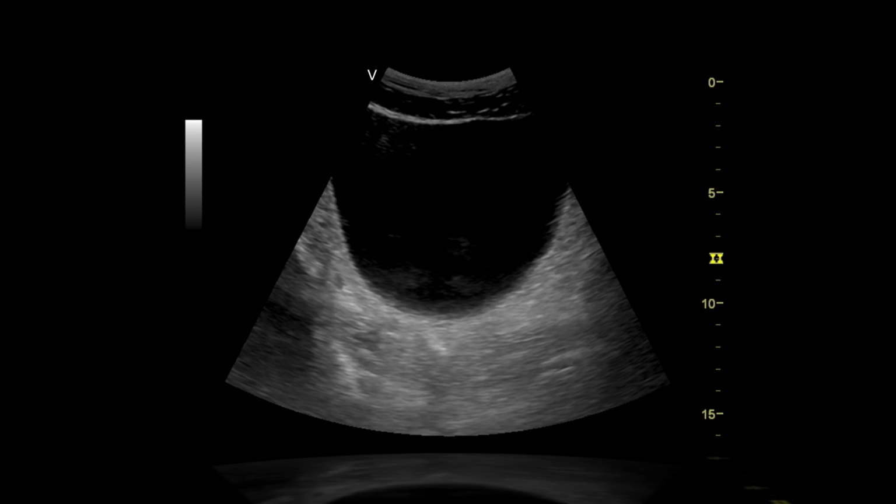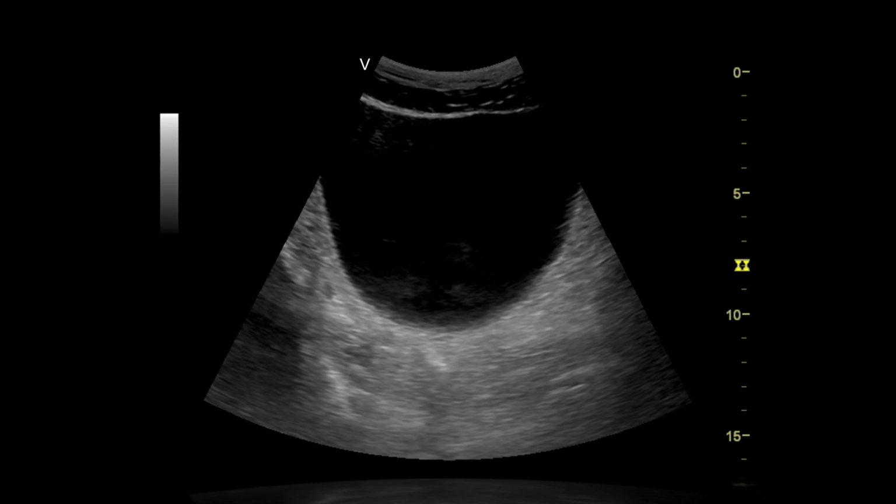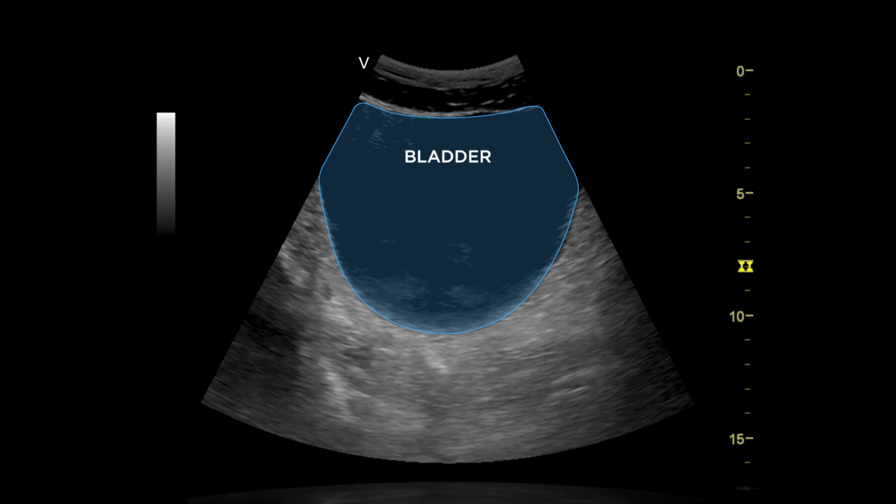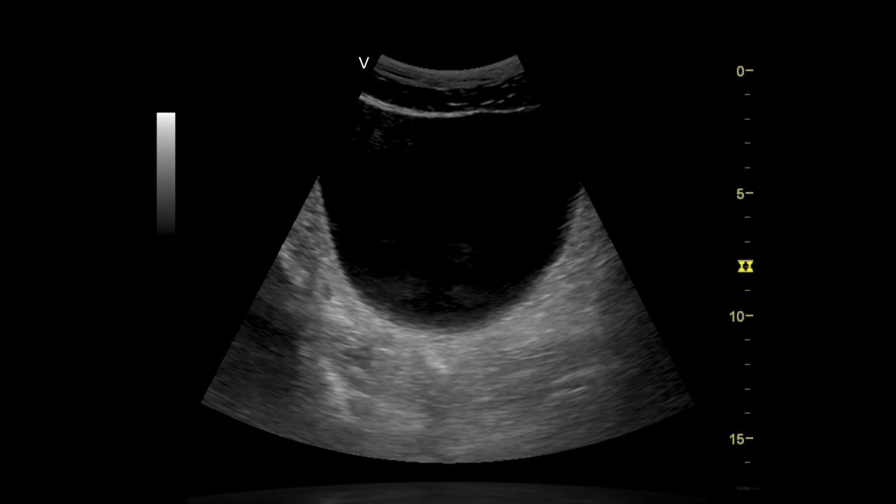In the transverse view, scan the bladder from the proximal to distal end. Obtain a mid-transverse image where the width of the bladder appears to be at a maximum. The bladder wall should be smooth with no mass protruding into the lumen of the bladder. Measure and document the transverse dimension.